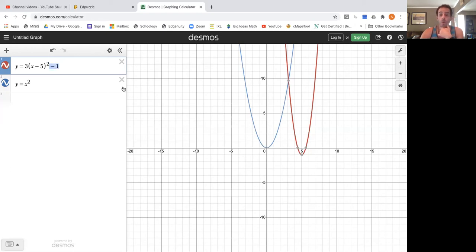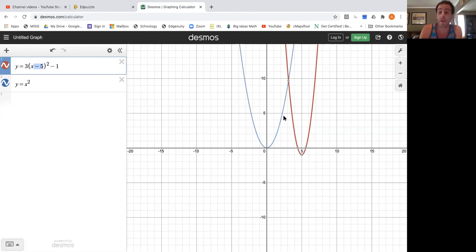It went down 1, right? Don't we agree? It went down 1. Looks like it went to the right by 5, right? Look, it went over to the right by 5. And then, see, these are better to look at for vertical stretches or shrinks. Did we take our parabola and stretch it to get it more narrow? Yeah, we did. So it's a vertical stretch by 3.